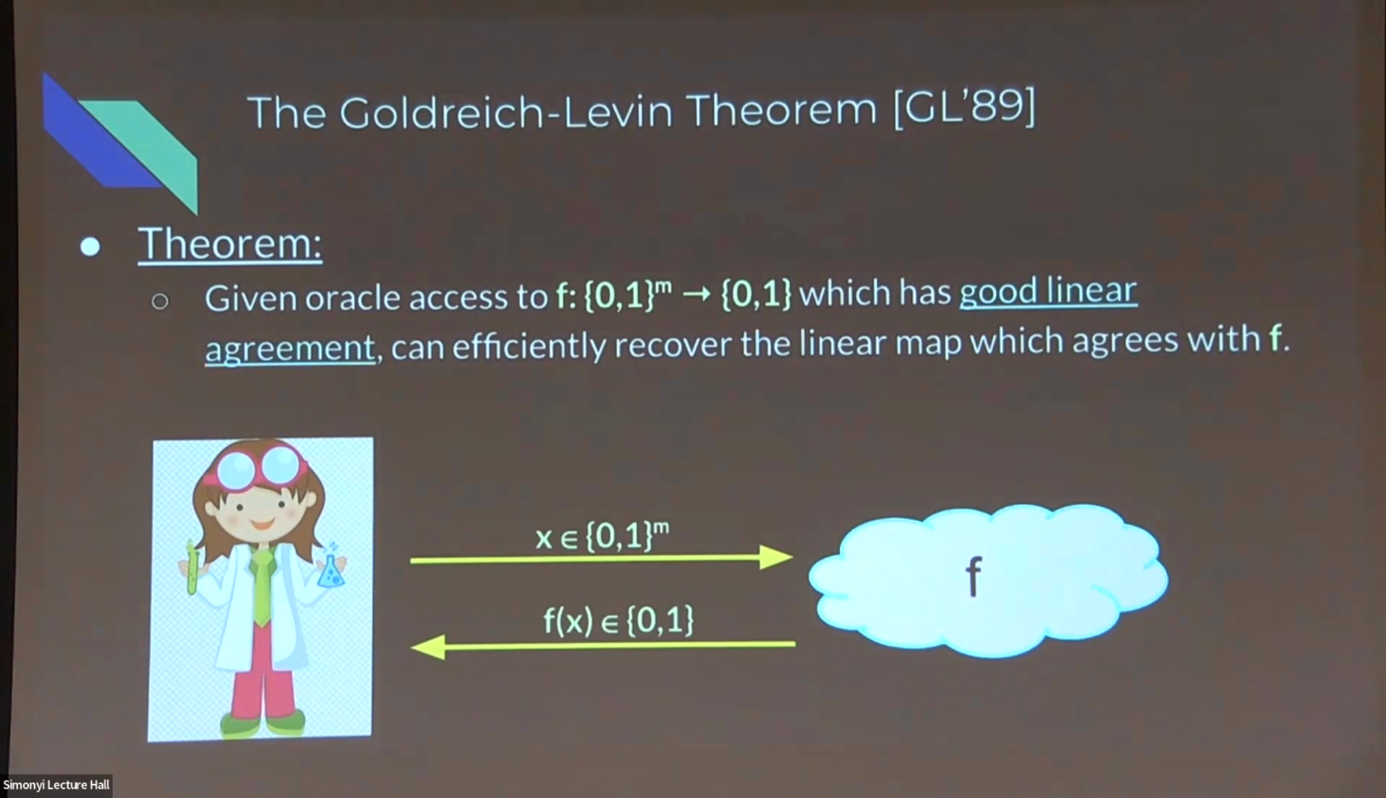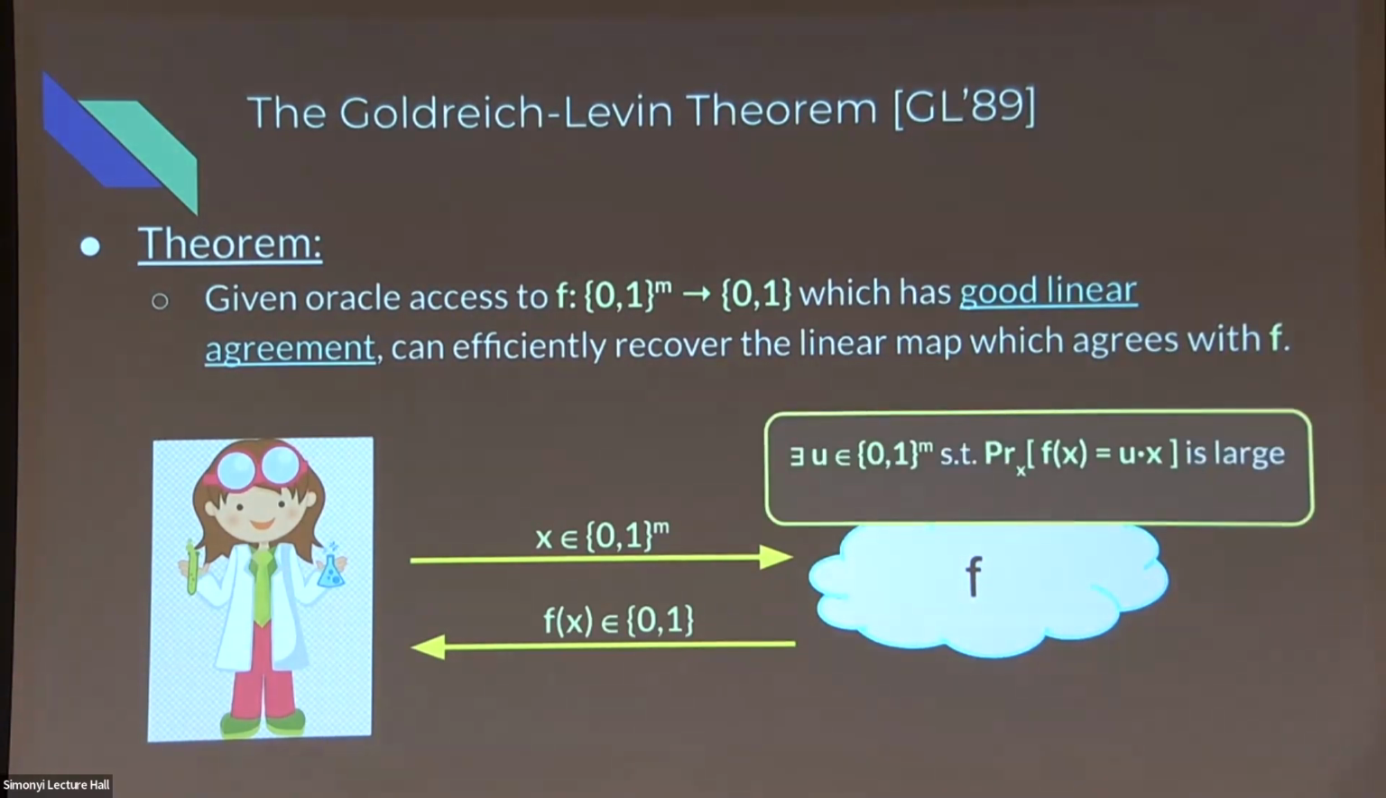What I mean when I say it has good linear agreement is there exists some vector, string u, such that with good probability, f of x is going to equal x dot product with u. I'm using terminology from linear algebra, and you can generalize this to vector spaces over finite fields. But I'm going to stick with binary 0-1 strings for this talk, for simplicity. Specifically, this dot product is going to be u1 times x1 plus u2 times x2 and so on.